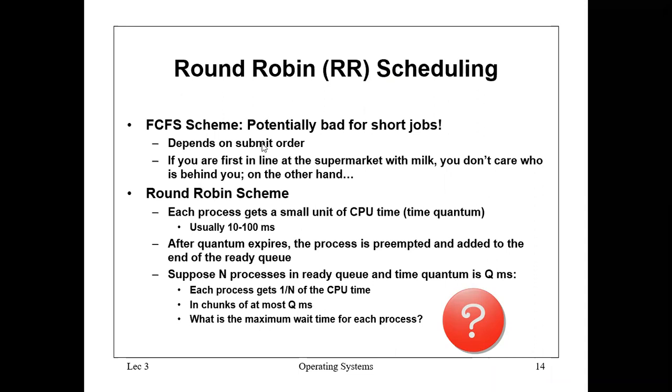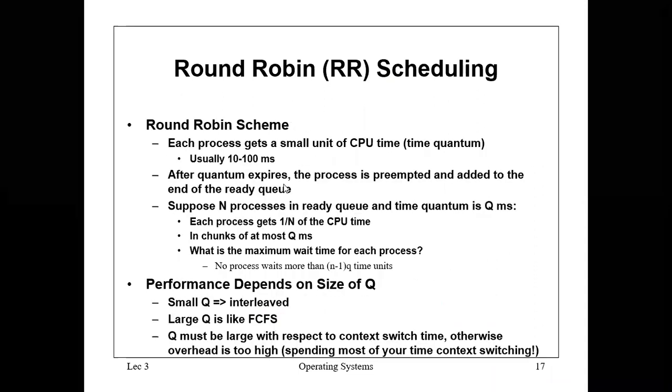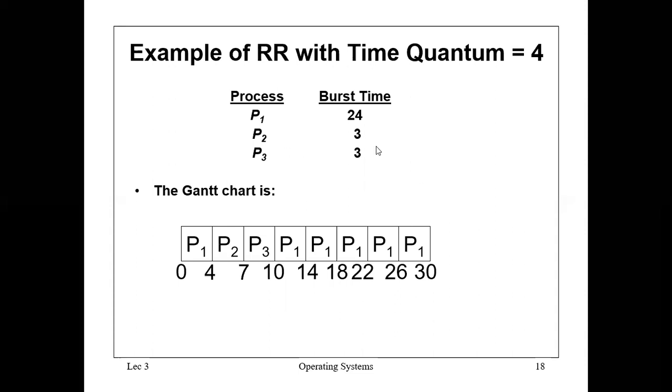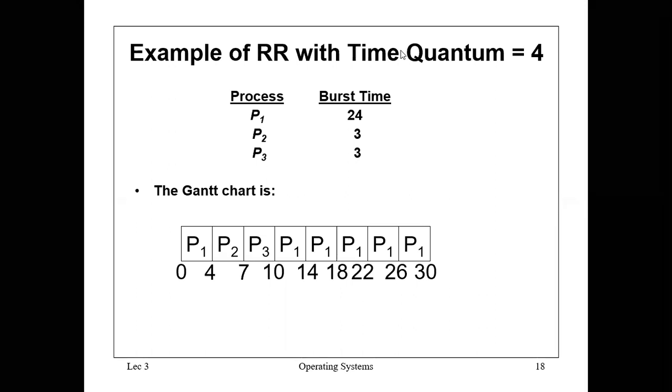Let's talk theory later. Let's just see an example. Here we have these three processes, P1, P2, P3. In this round robin, we have one new concept, which we call time quantum. What does time quantum mean?